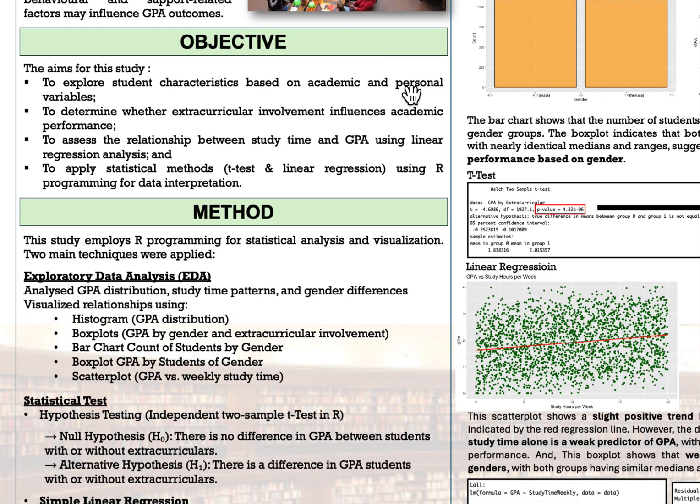For the objectives, I have 4 objectives here. The aim of this study is, number 1, to explore student characteristics based on academic and personal variables. Number 2, to determine whether extracurricular involvement influences student performance. Number 3, to assess the relationship between study time and GPA using linear regression analysis. And the last one, to apply statistical methods, t-test and linear regression, using R programming for data interpretation.